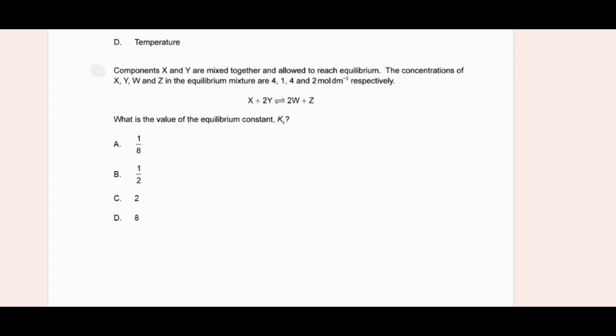Components X and Y are mixed together and allowed to reach equilibrium. The concentrations of X, Y, W, and Z in the equilibrium mixture are 4, 1, 4, and 2 mole per decimeter cubed, respectively. What is the value of the equilibrium constant Kc?